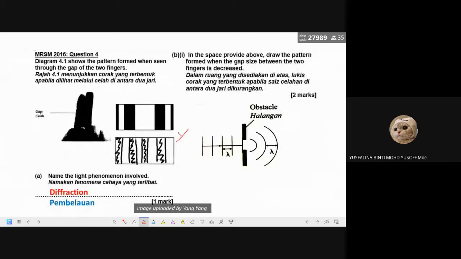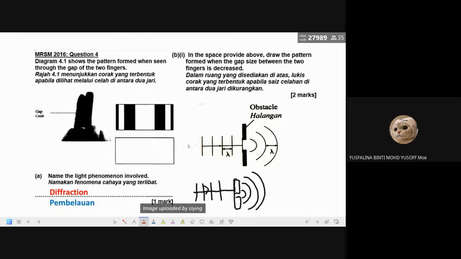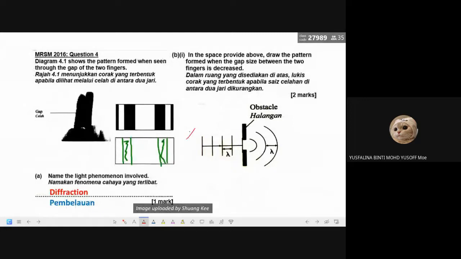No, it's not decreasing. Why did the size of the dark fringes become smaller? It should be increased, right? So later we will see. This one is correct, and then wrong, correct, wrong.